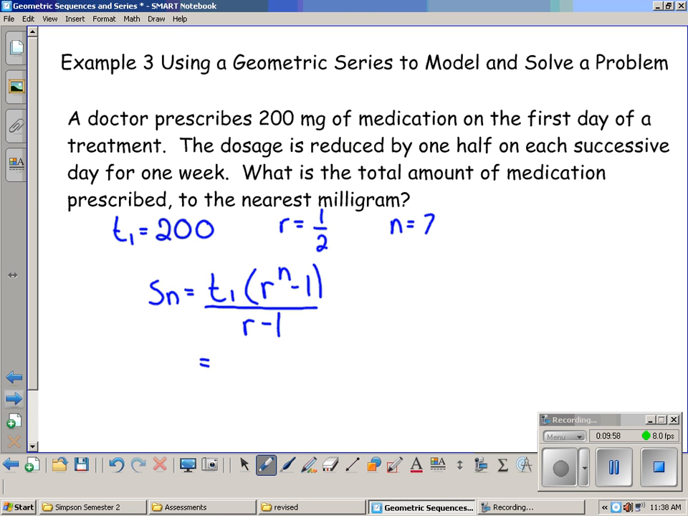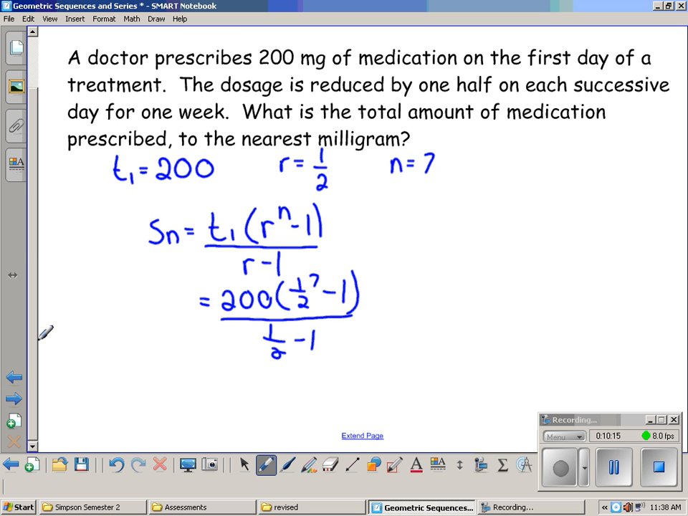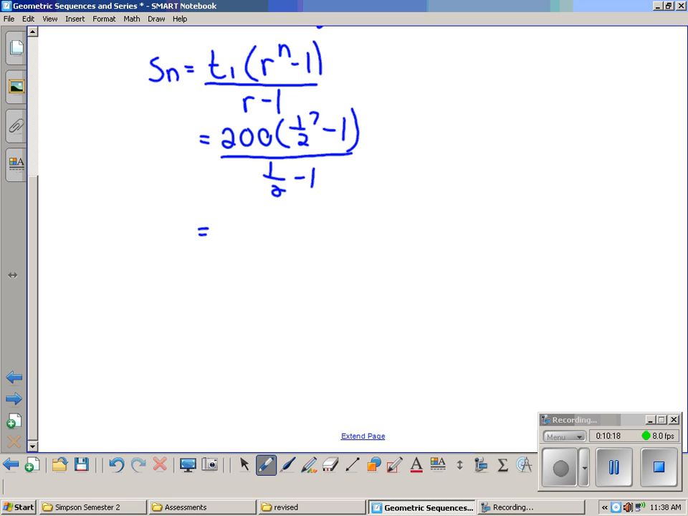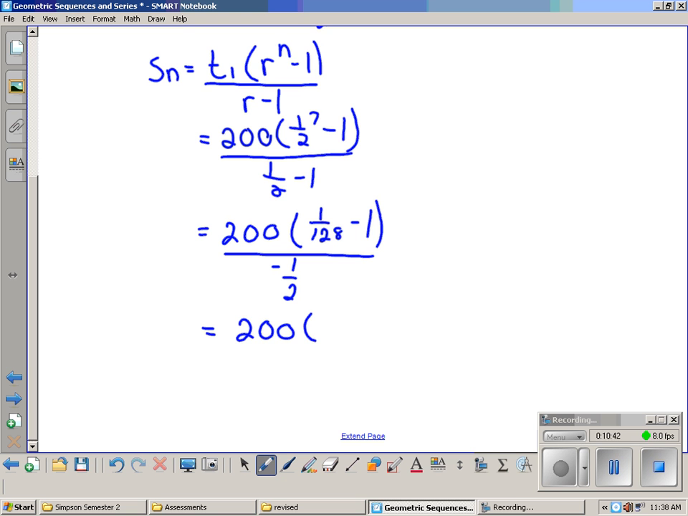So we end up with Sn is equal to 200 times 1/2 to the power of 7, minus 1, all over 1/2 minus 1. Simplifying a little bit, 1/2 to the power of 7 is 1 over 128, minus 1. All over 1/2 minus 1 is negative 1/2. Simplifying the top is 200 times 1 over 128 minus 1, which is negative 127 over 128.